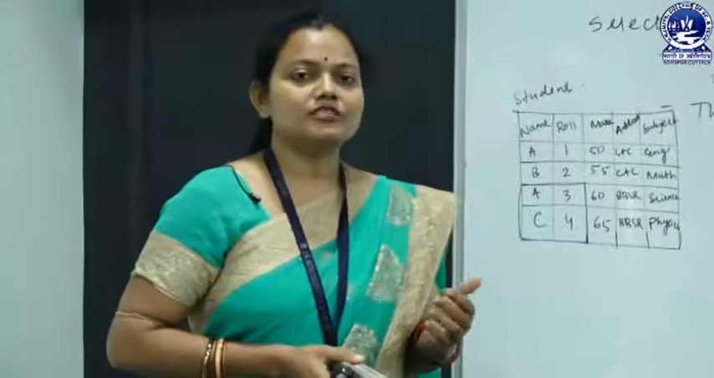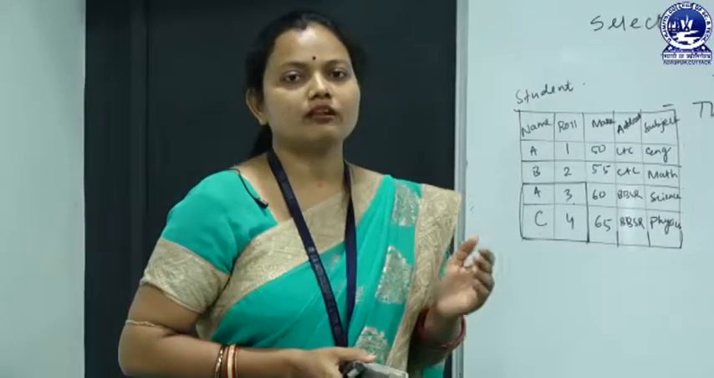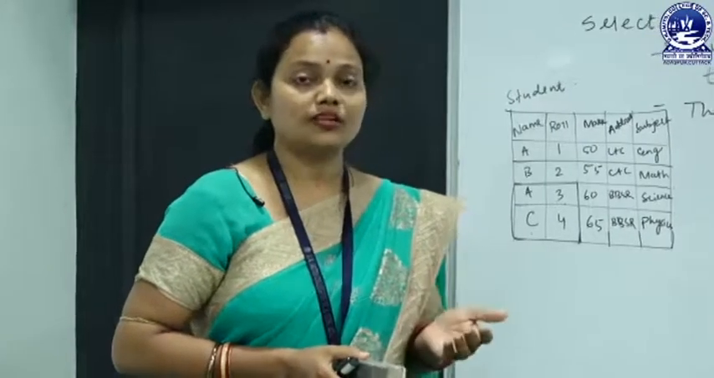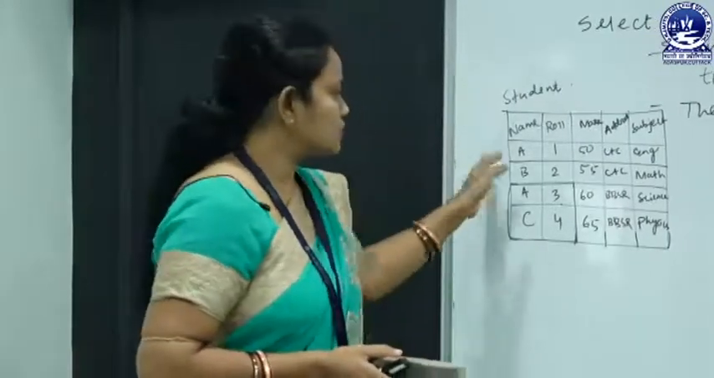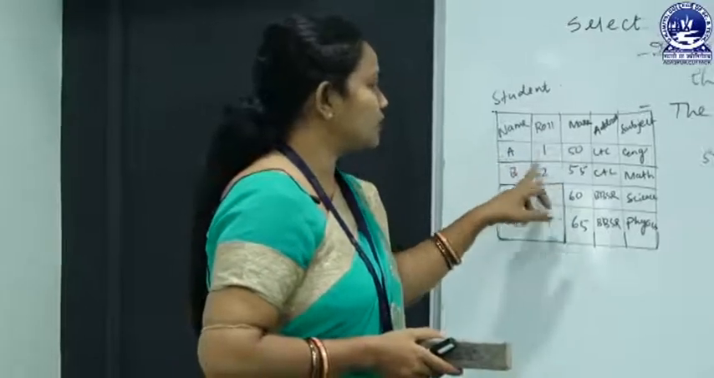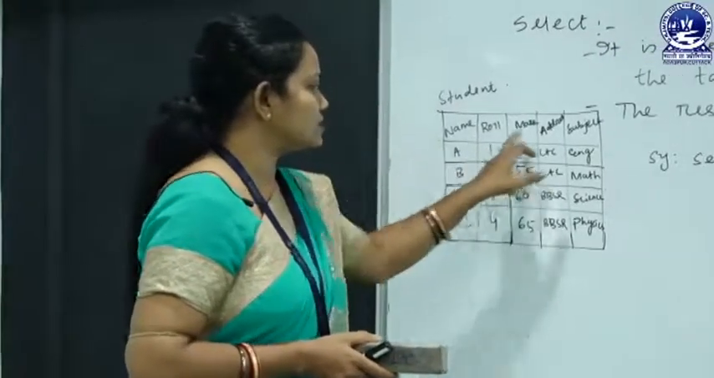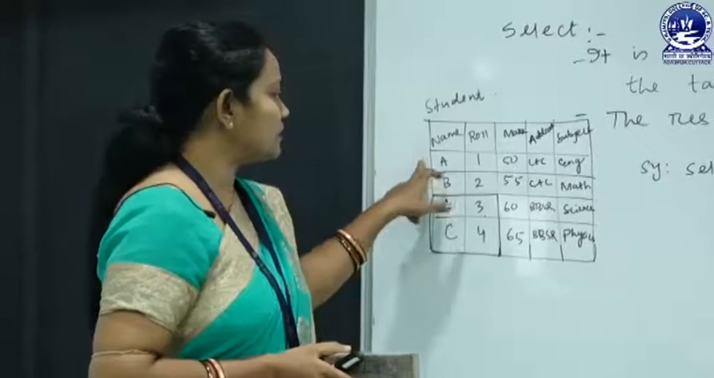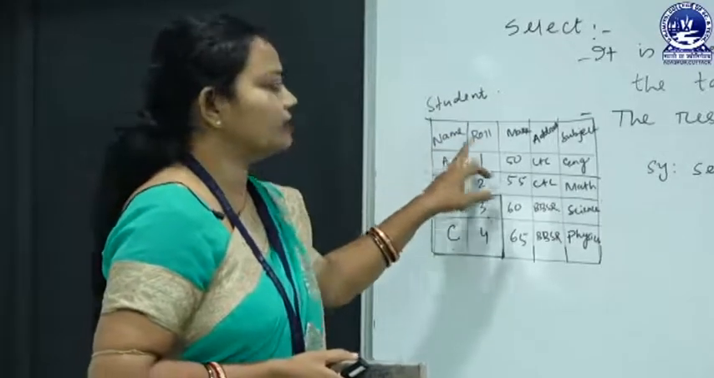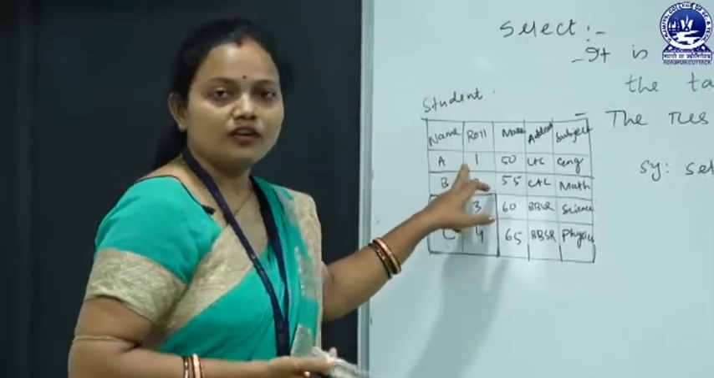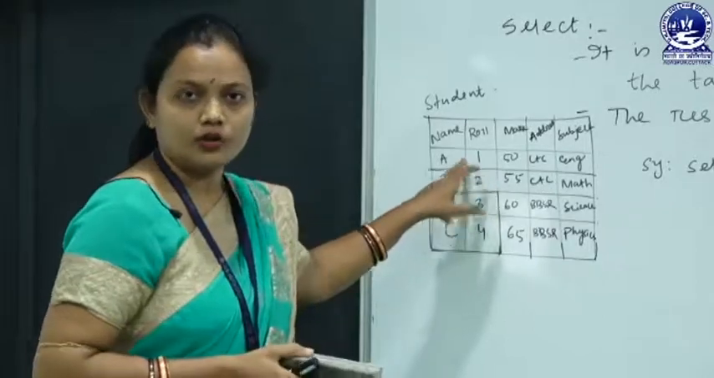Similarly, if there is a query, find the student name and roll whose roll is 1, then you have to search whose student roll is 1, this one only. So, this tuple is only selected and from this tuple we have to filter the name and roll. In the same way we can execute any number of queries.